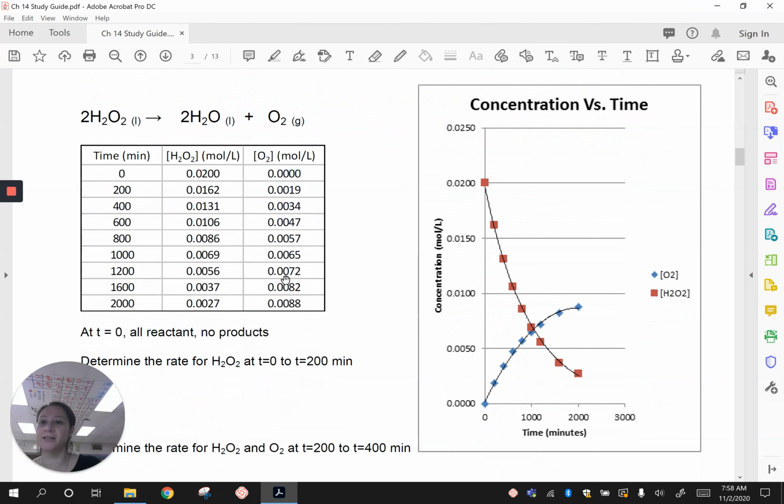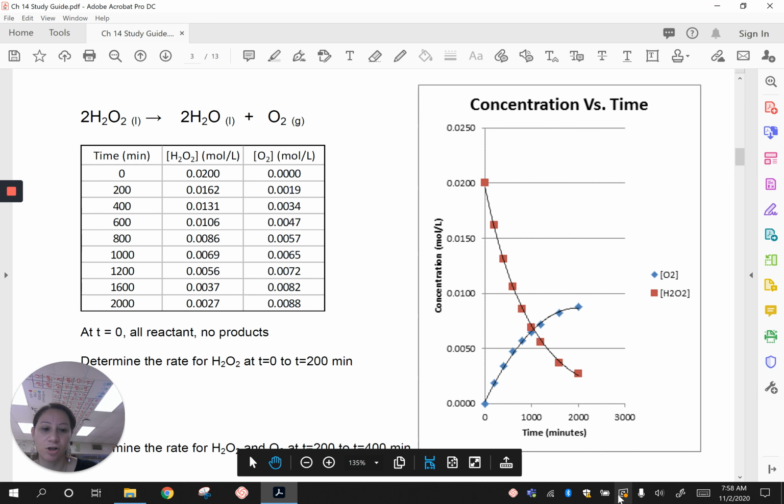So let's take a look at the decomposition of hydrogen peroxide here. It decomposes to water and oxygen, of course. You see the time here, and hydrogen peroxide is our reactant, so you start with a relatively high concentration, and as time goes by, it decreases. It gets used up, turns into the products. Oxygen, which is one of the products, starts out at 0 because you don't have any products to begin with, but then its concentration increases. And you see that from the data table. You also see it from the graph here.